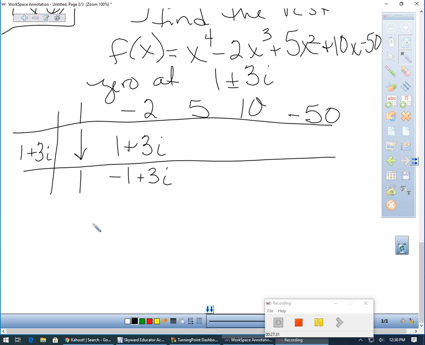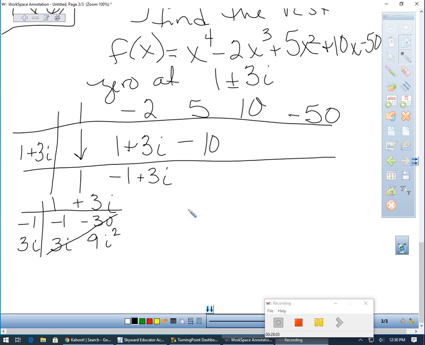Now we're going to multiply them. So we have to multiply them in the box. 1 plus 3i and negative 1 plus 3i. Negative 1 times 1, negative 1. Negative 1 times 3i is negative 3i. 1 times 3i is positive 3i. So that diagonal canceled, right? 3i and 3i is 9i squared. What do we get for this box? Negative 10. All right. Add them together, we get negative 5.